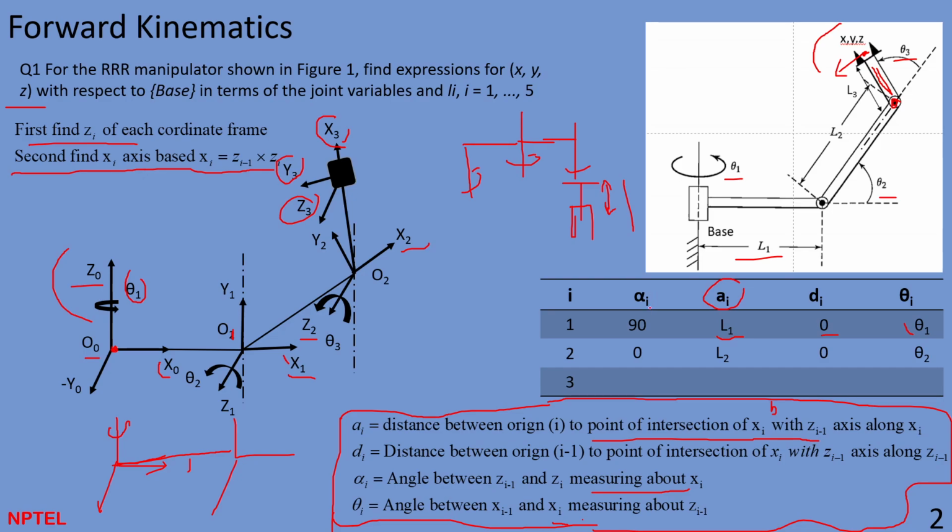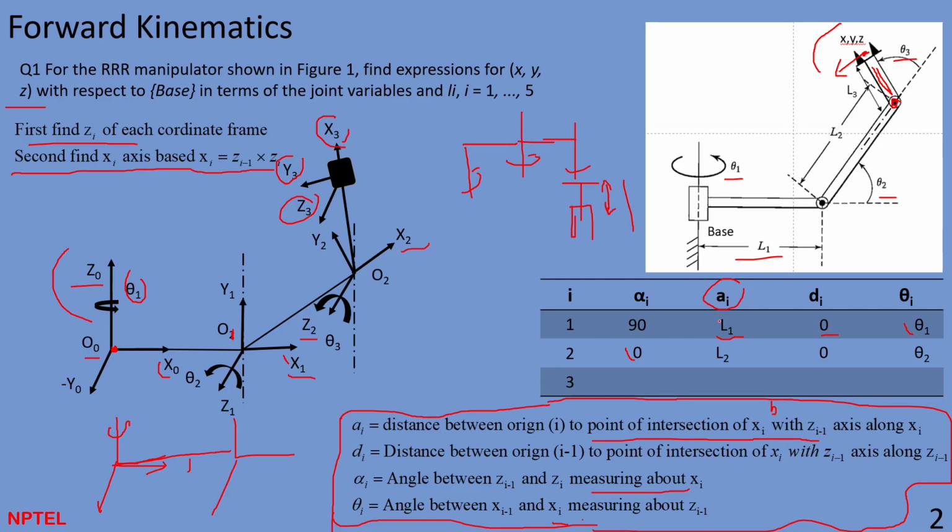In the second link, which is link 2, let's go to alpha 1. Alpha 1 is the angle between Zi minus 1 and Zi. If you see, this is Z1 and this is Z2, there is no angular difference. It's 0 here.